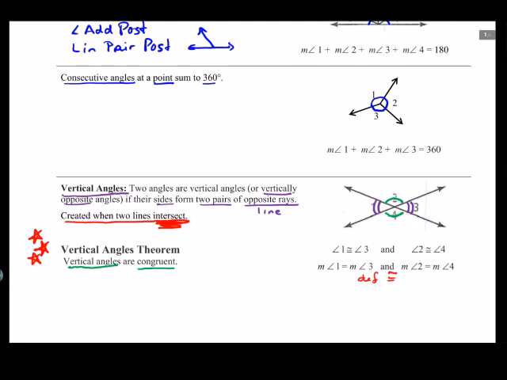So some really good stuff in this section. Some pretty easy stuff. I think that we are going to have fun with our angles at a point.